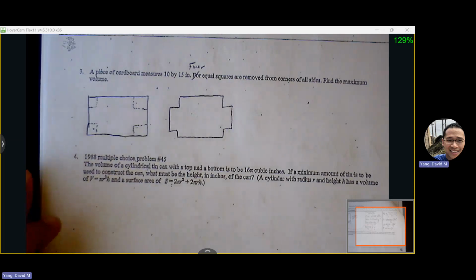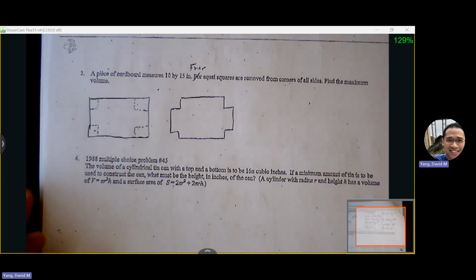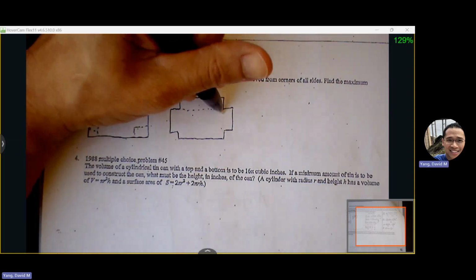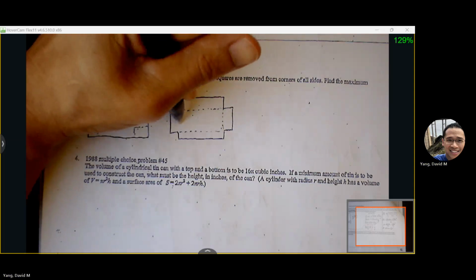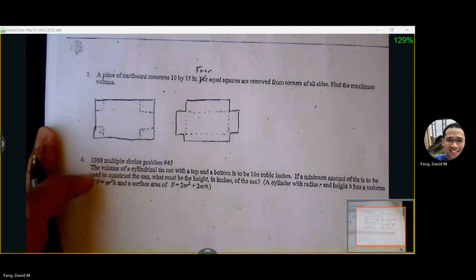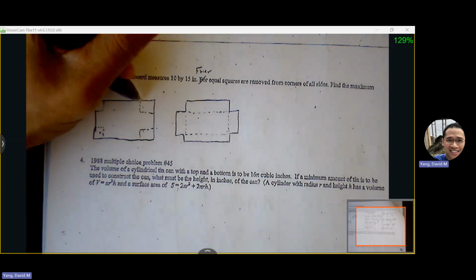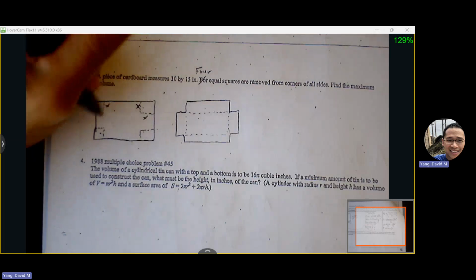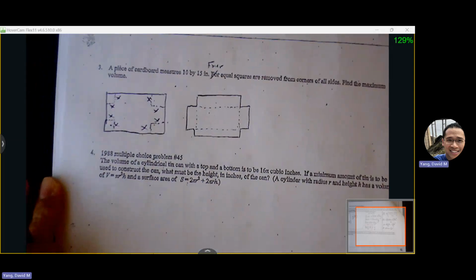So it's going to end up looking like this. We're going to fold the flaps until it forms an open box. Now, it's 4 equal squares. We don't know exactly what they are, but we're going to find the optimal maximum volume. So we're going to have to cut out 4 equal sides.